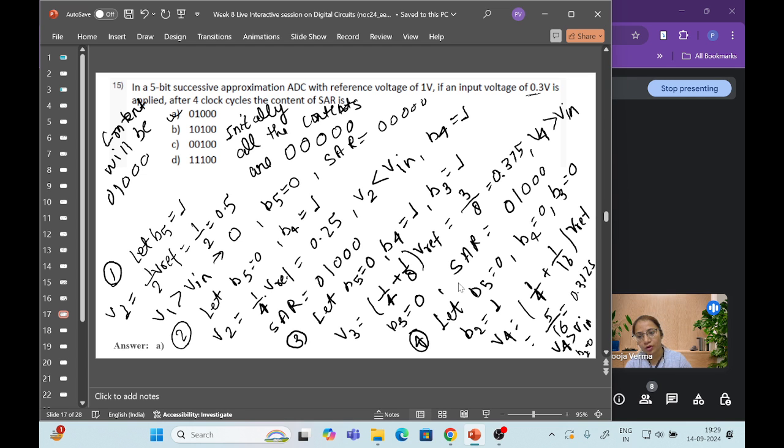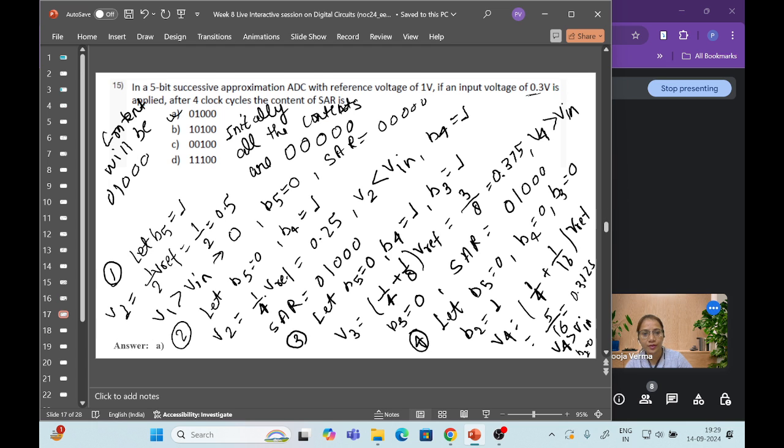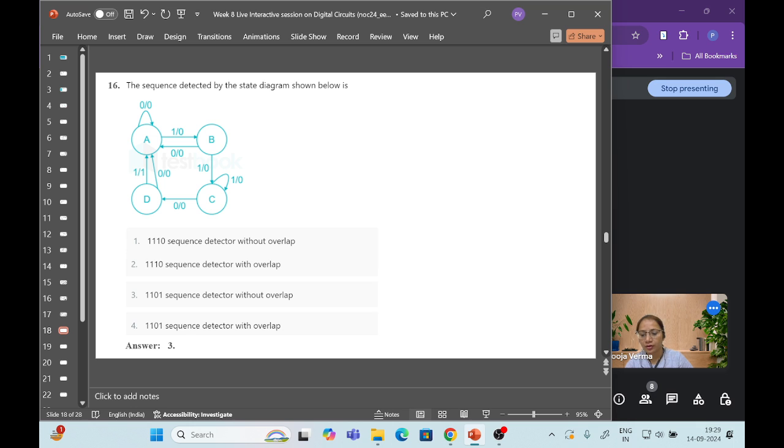For getting V1, V2, V3, you can get them from this formula. Already we have described it in the previous slides also. So now again moving to the next question. The next question is on the sequence detector: what sequence is detected by the state diagram shown below? What sequence is detected by the diagram?